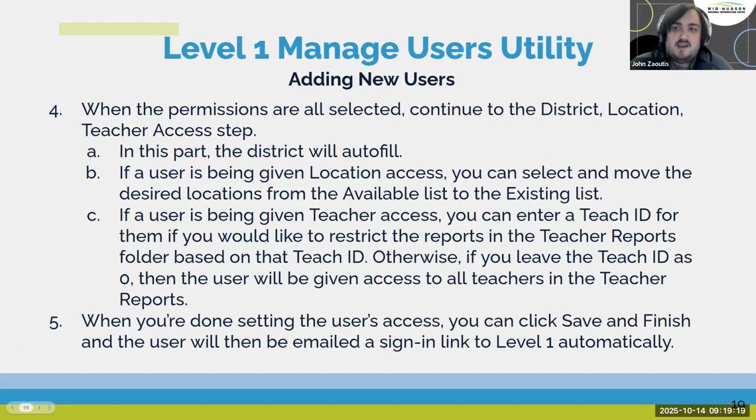All right, so after you're done with the permissions step, the next step is district, location, and teacher access setup. First off, if it's just a district user, the district is going to autofill, so you don't have to worry about that. If you're giving them location access, you're going to get two lists: one list of your current locations, and then a list of the locations they have access to. You'll have to move locations back and forth to give them access.